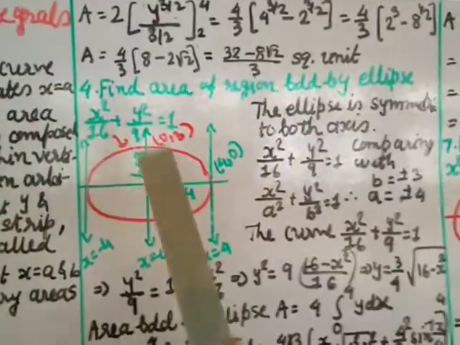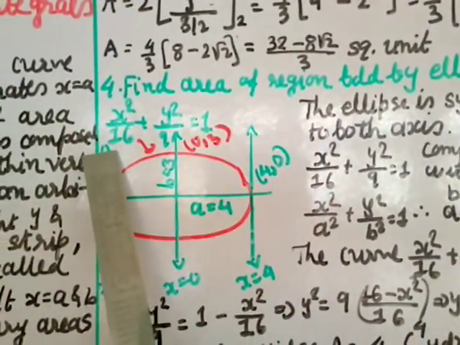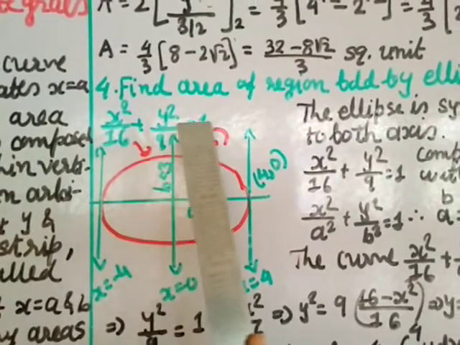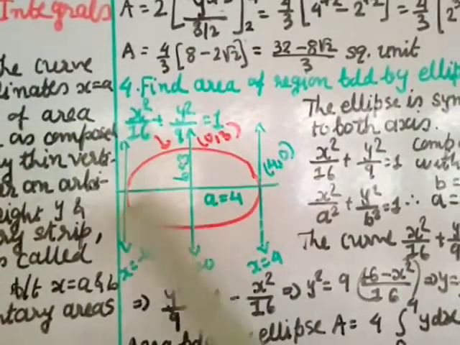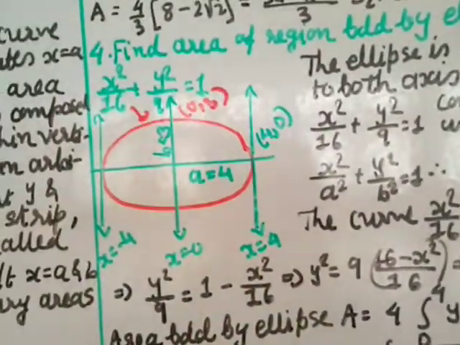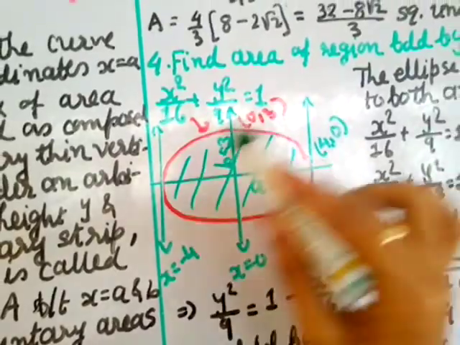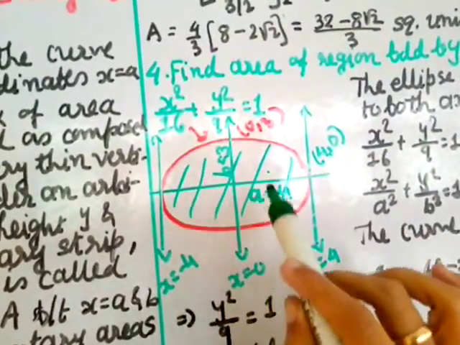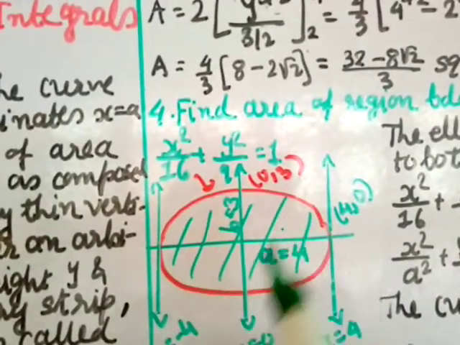Question number 4, find the area of the region bounded by the ellipse x square by 16 plus y square by 9 is equal to 1. This is the ellipse. And I have not shown it, but it is the total region. Everything, not only the first quadrant or second quadrant, it is total. So 1, 2, 3, 4, now this is symmetric. The ellipse is always symmetric to both the x and y axes.